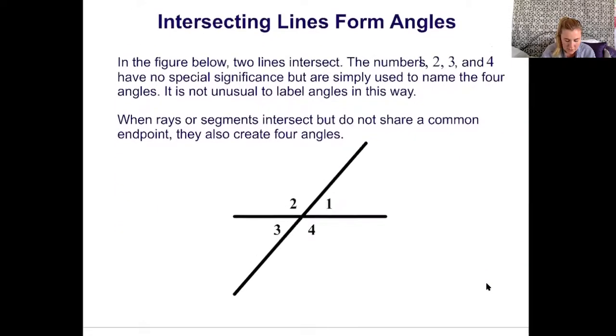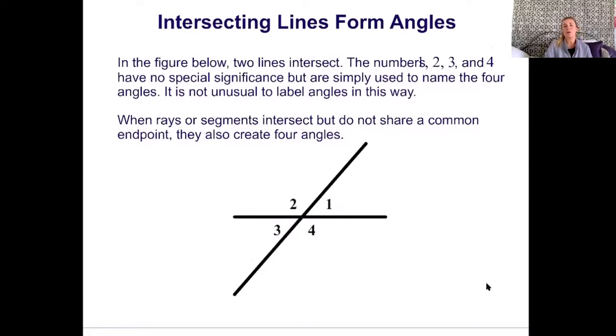So intersecting lines form angles. In the figure below, 2 lines intersect, and the numbers 1, 2, 3, and 4 have no special significance, but are simply used to name the 4 angles. It's not unusual to label angles in this way. When rays or segments intersect but do not share a common endpoint, they also create 4 angles.